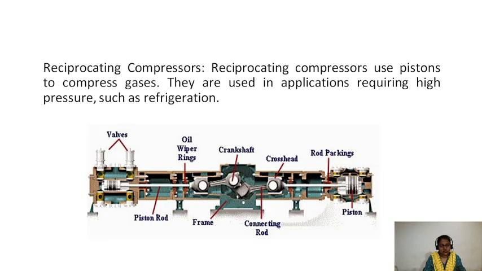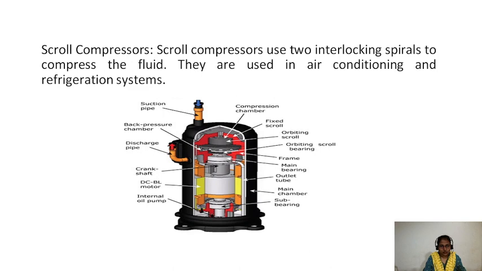Now coming to the reciprocating compressors. Reciprocating compressors use pistons to compress the gas. They are used in applications requiring high pressure, such as refrigeration. Scroll compressors. They use two interlocking spirals to compress the fluid. They are mostly used in air conditioning and refrigeration systems.